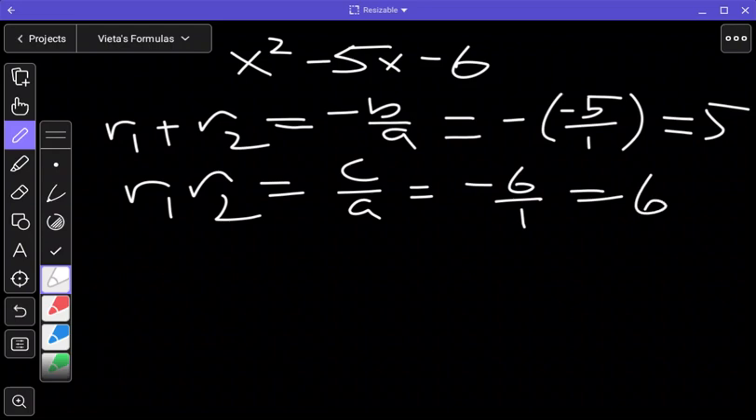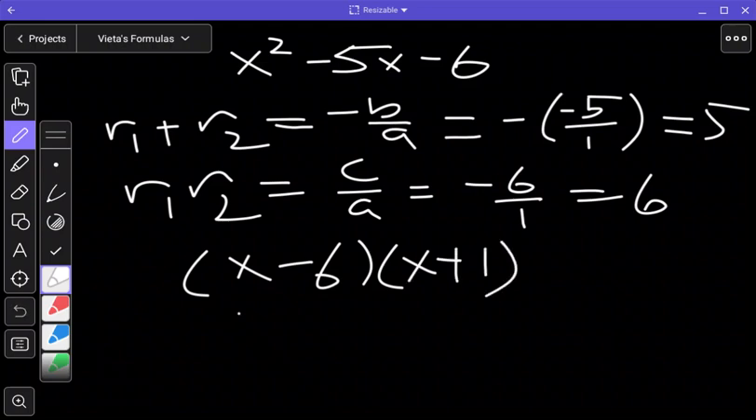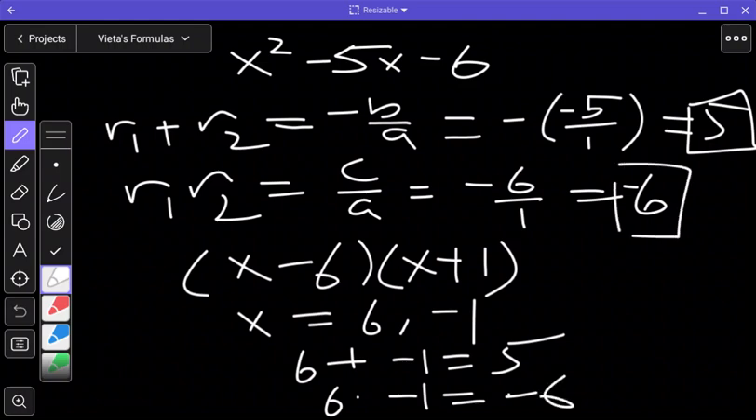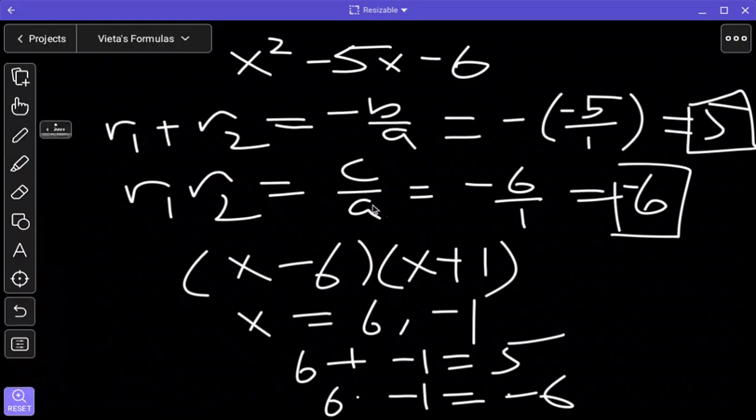And now let's verify our solution is correct by actually factoring this expression into x minus 6 times x plus 1. And we see here that the two roots are x equals 6 and x equals negative 1. 6 plus negative 1 is indeed equal to 5, which matches what we have here. And 6 times negative 1 is equal to negative 6, which is what we have here. So we see that Vieta's formula holds.